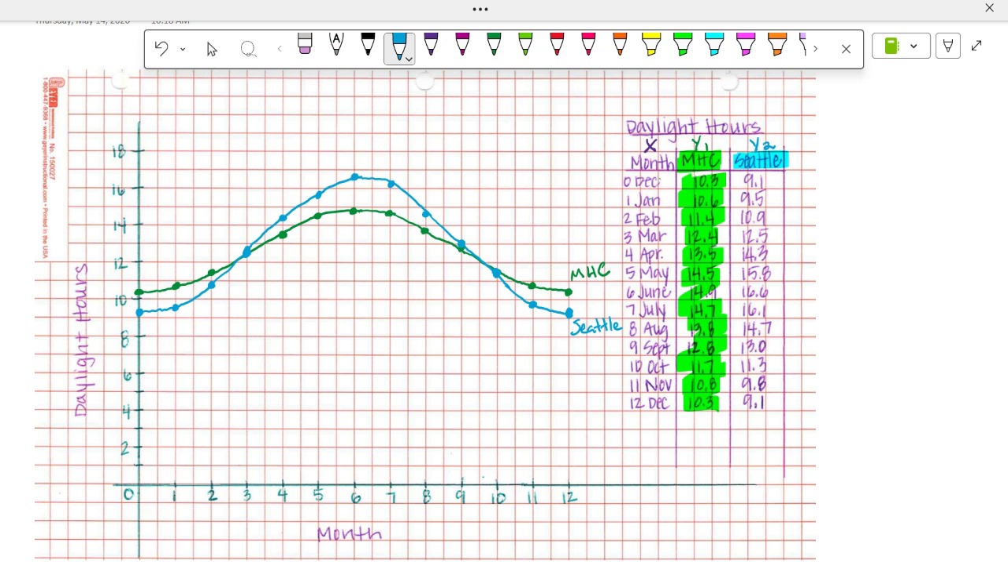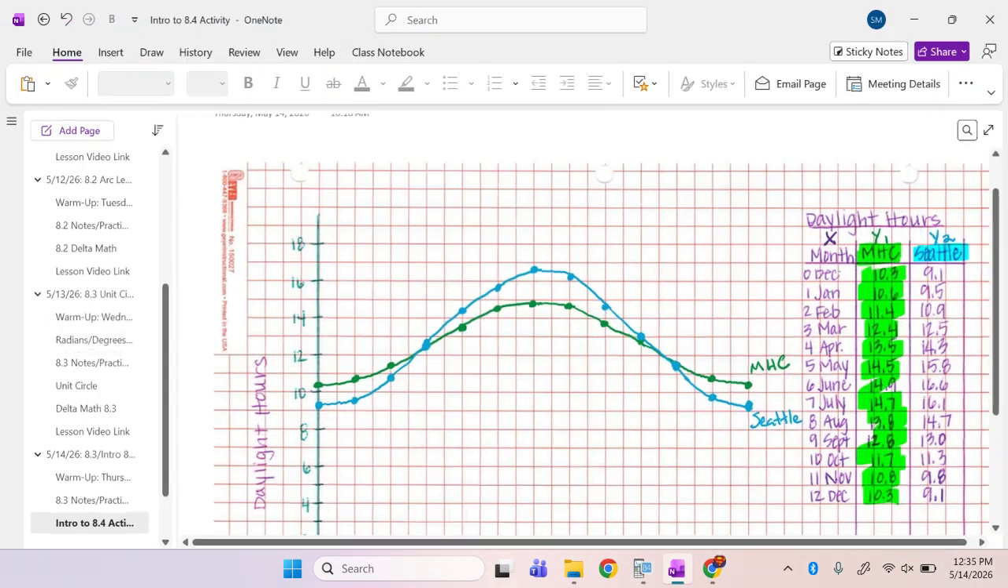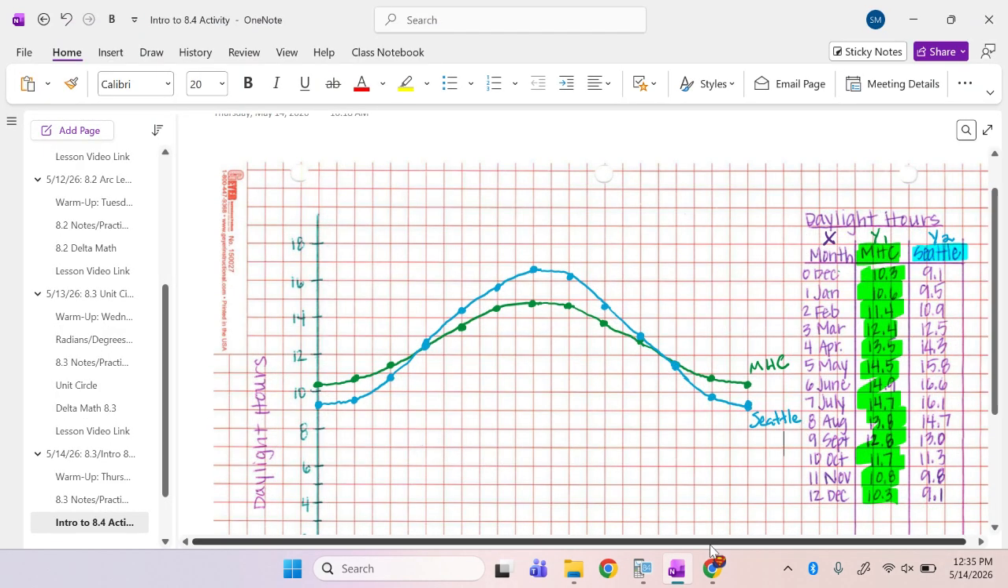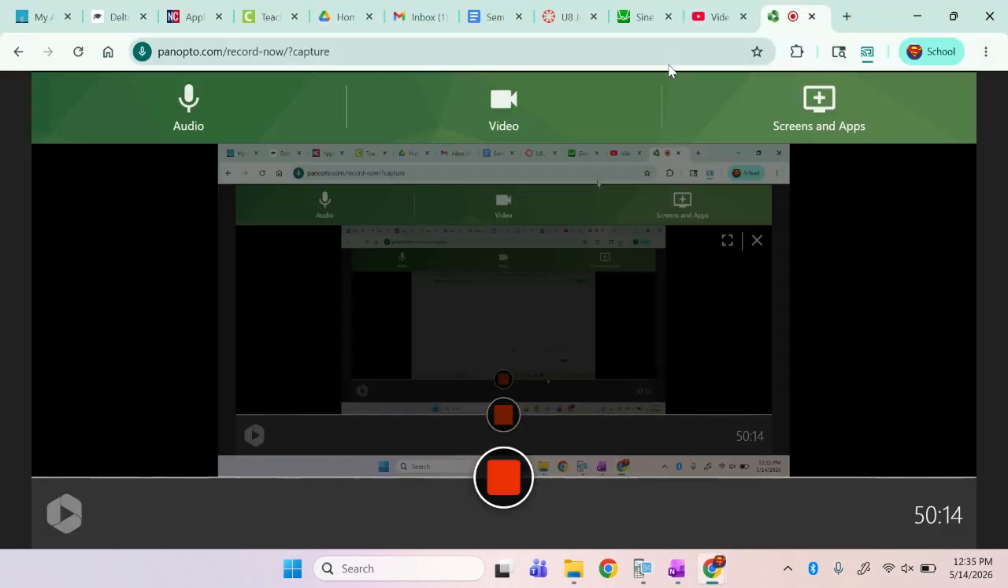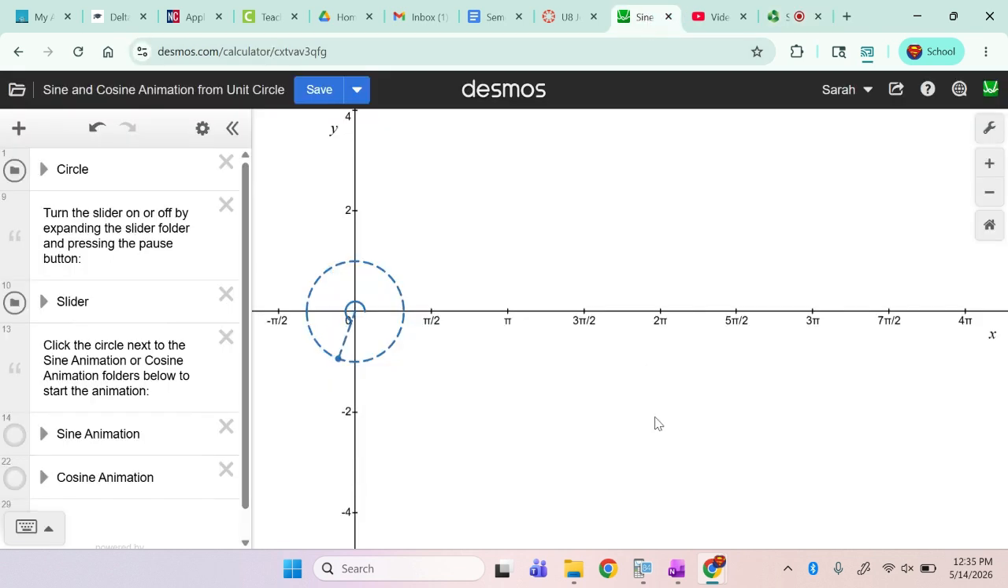So let's see what happens with the unit circle. I got something cool to show you guys. Okay, so I have a unit circle. This is a unit circle. It has a radius of 1, and the angles are just going around the angles.